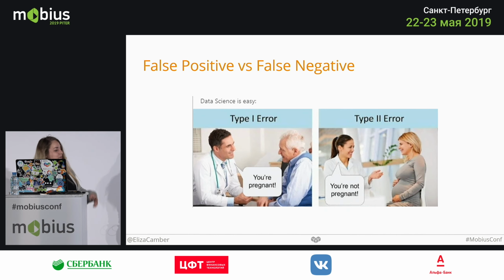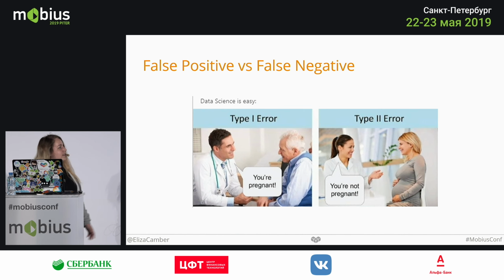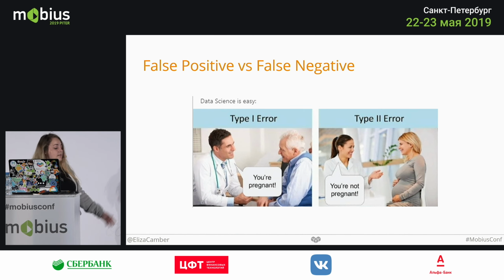And this is another way to remember the false negatives and the false positives. The false positives would be to tell a grandma that they are pregnant, and the false negatives is to tell a woman who is almost at her ninth month that you're not pregnant.